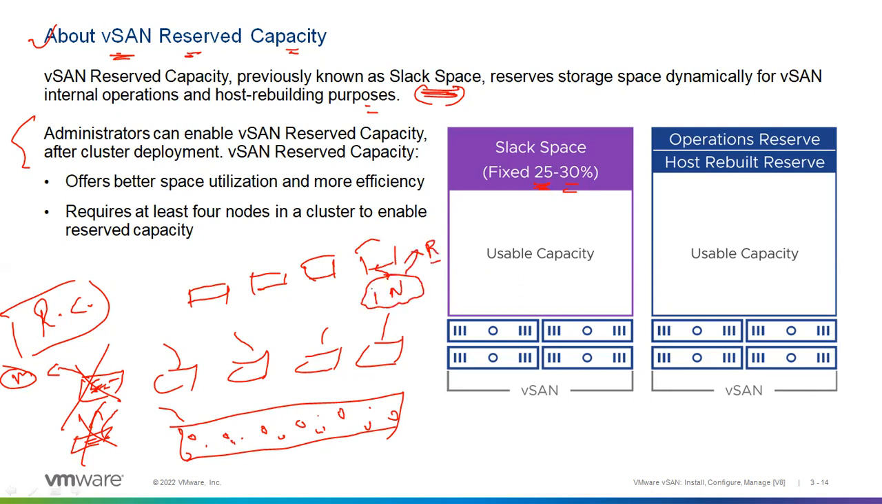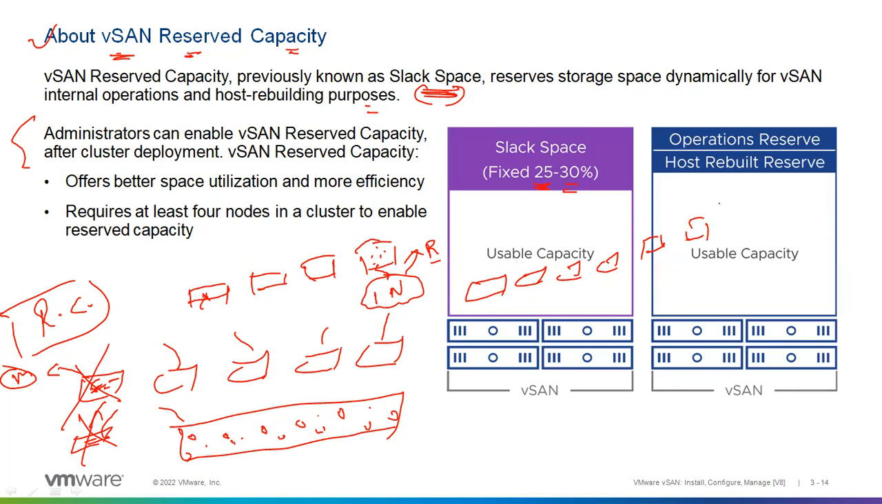Keep a reserve so that if any node fails, we still have the capacity equal to 1 node and can easily rebuild the components. So it's pretty much a fit formula when I say 25%. But if I take this example, 1, 2, 3, 4, 5, 6 nodes, and I say keep 25% reserve and I just want to maintain 1 node failure, it's not the right formula, right?